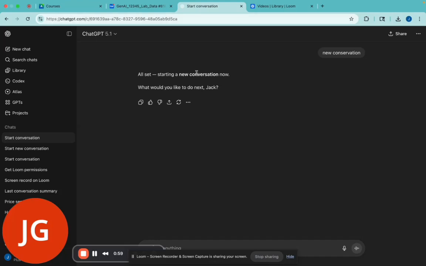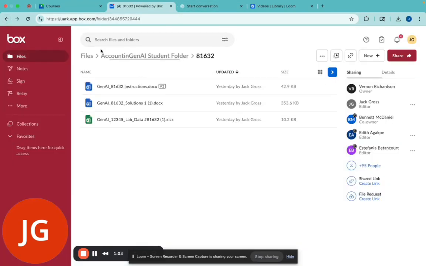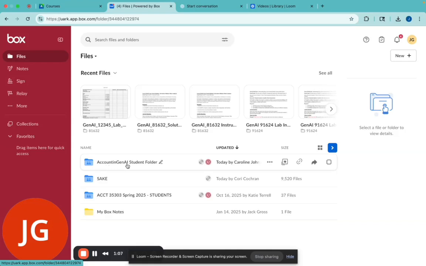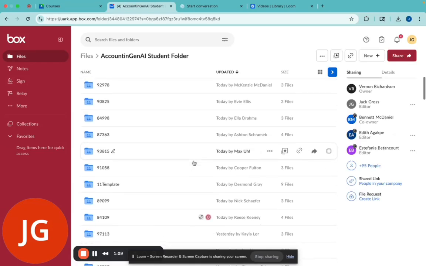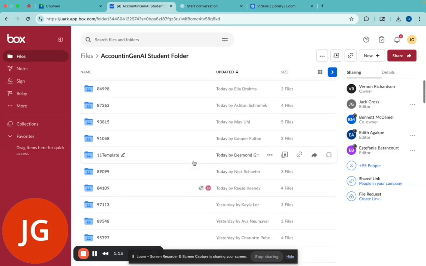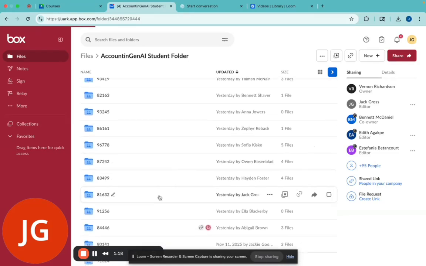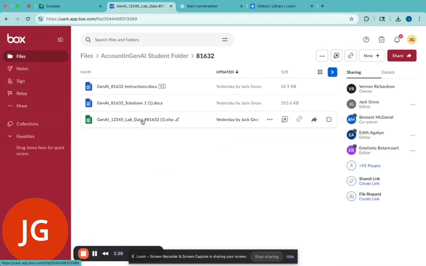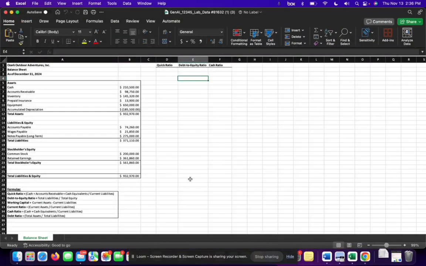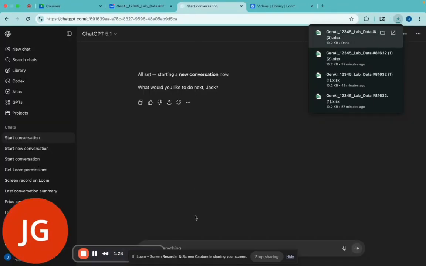So first, let's go over to GenAI. Let's go through the Box, accounting GenAI student folder, and we're going to find 816-32. And we're going to download this lab on Excel and hit this download button right here. Perfect.